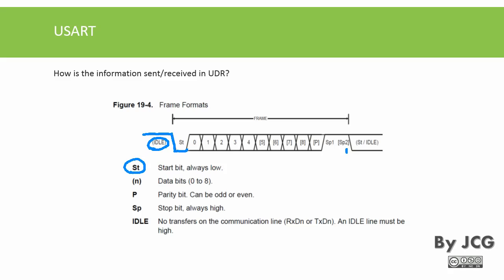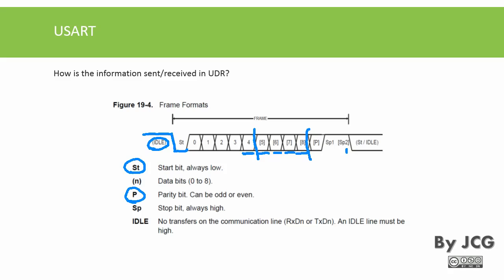Then you have the possibility to send from 5 to 9 bits. So this is the information if you send 5 bits, 6 bits, 7, 8, and 9 bits. So you can send either from here or to here of information. This is the information. Then you can choose to select parity.